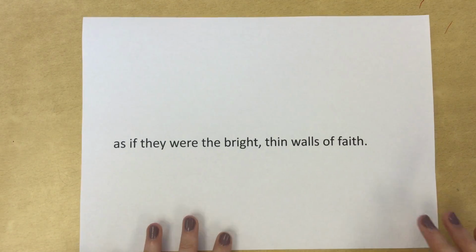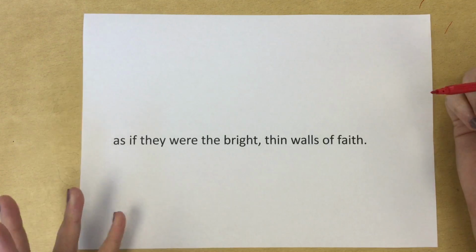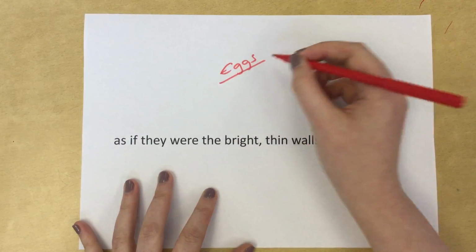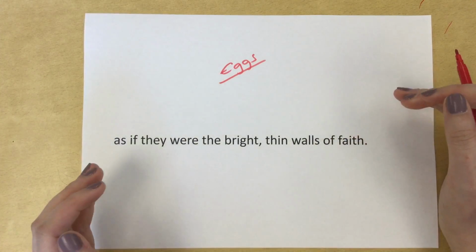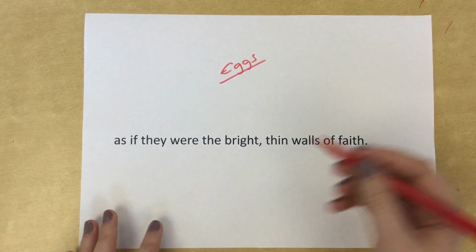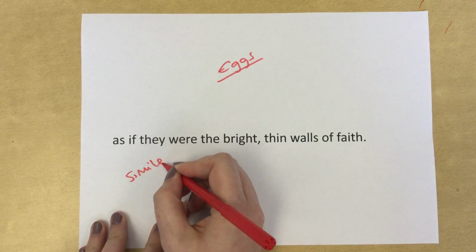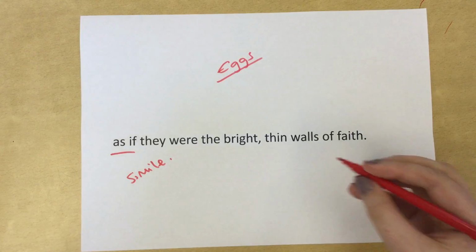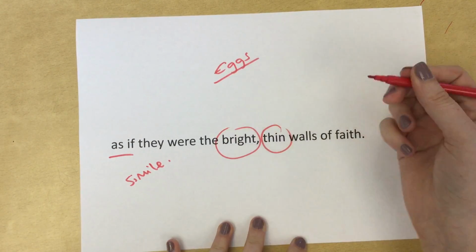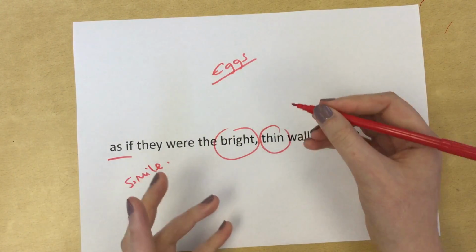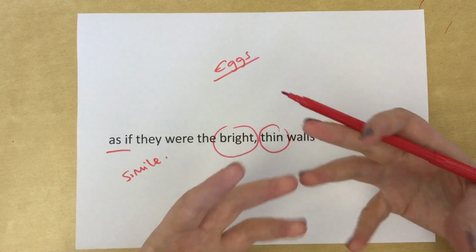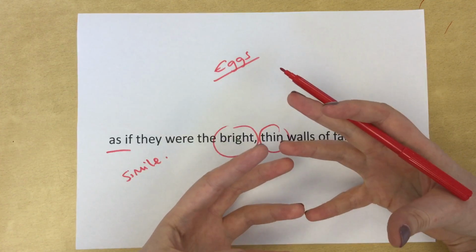And last of all, we have "as if they were the bright, thin walls of faith." This is the imagery of the eggs in the basket, in that wire basket hanging over the edge. So we've got the simile, "as if they were the bright, thin walls of faith." So we've got the words bright and thin, these adjectives, which are very juxtaposing. So we've got these eggs being described as bright. They are shining. They're the only hope that remains in this place.